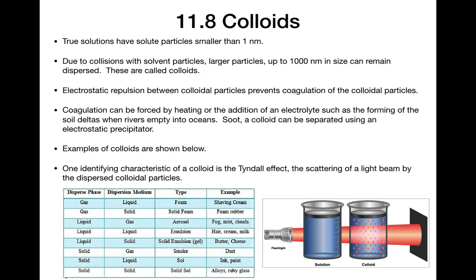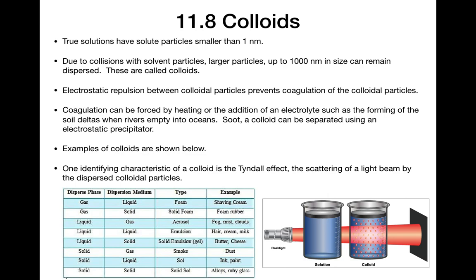Now you can actually reverse the process and get coagulation to occur by heating or maybe adding an electrolyte like salt to a colloid. You can actually get them to coagulate and form larger and larger particles and separate out, and they'll become suspensions and settle out.